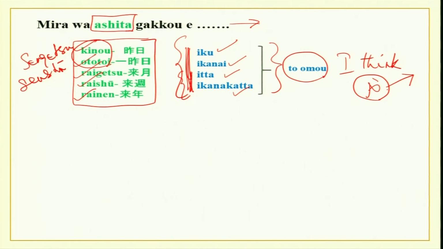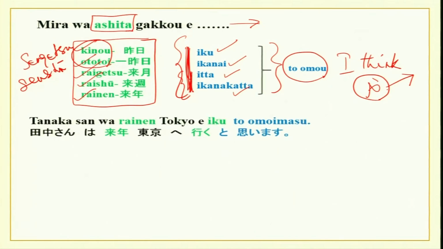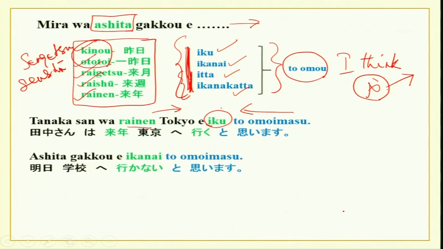So, keep the expression in mind and then use the verb over here in plain form. You can see it now. Tanaka-san wa rainen, next year, Tokyo e iku to omoimasu. Thus, we have iku. I think Tanaka-san is going to Tokyo next year. Then, ashita gakko e ikanai to omoimasu. Again, you can see it's about tomorrow. So, ikanai to omoimasu. I don't think I will go to school tomorrow.